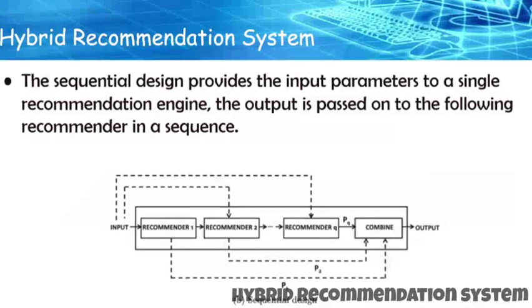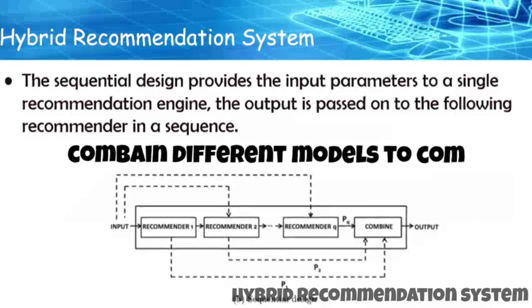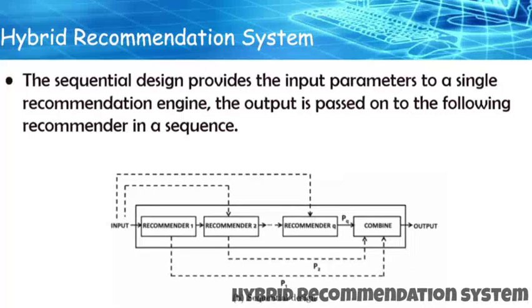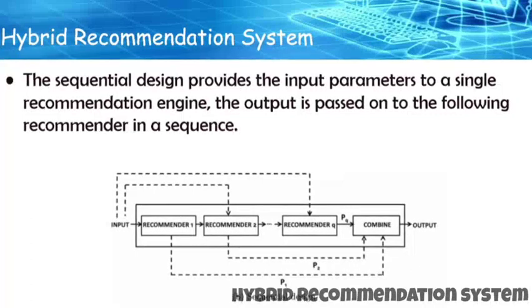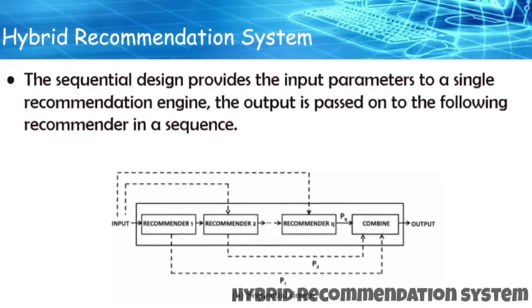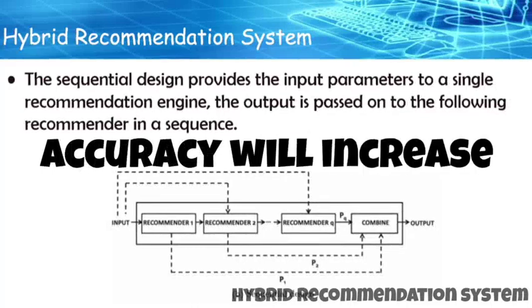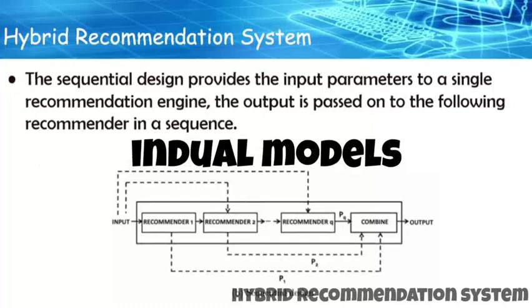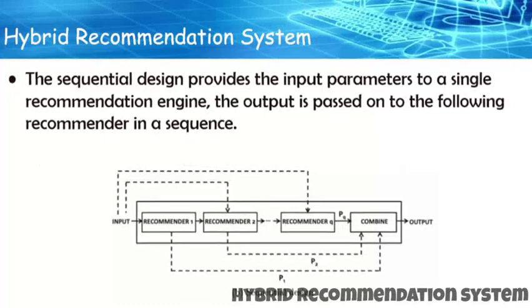What are the advantages and disadvantages of hybrid systems? Hybrid systems combine different models to combat the disadvantages of one model with another model. One model might be lacking in some aspects, and another might be lacking in other aspects where this one is good. So you can overcome these issues, and your accuracy will increase. This overall reduces the weakness of using individual models and aids in generating more robust recommendations.